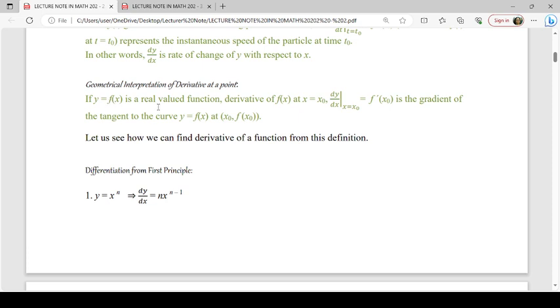y is equal to f(x), a real valued function. The derivative of f(x) at x equal to x naught is denoted f dash x naught. F dash x naught means the derivative of f(x) at the point x equal to x naught. F dash x naught is dy by dx at x equal to x naught. It is the gradient of the tangent to the curve y is equal to f(x) at the point x naught, y naught, where y naught is equal to f(x naught).